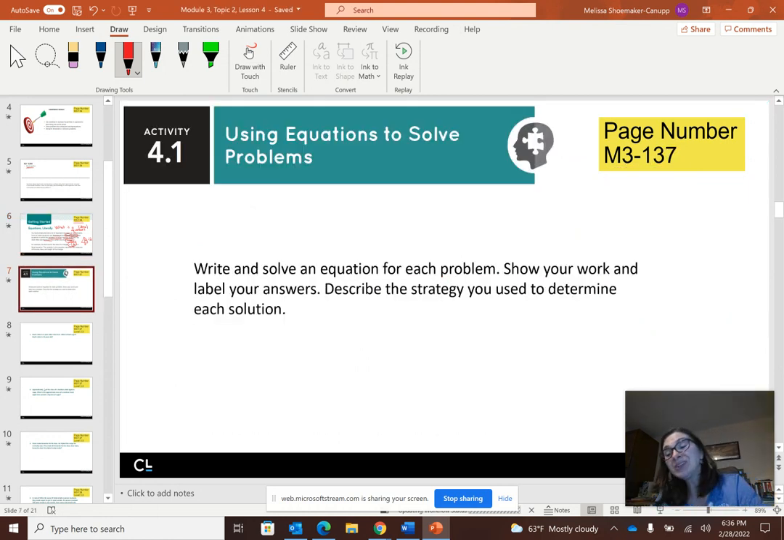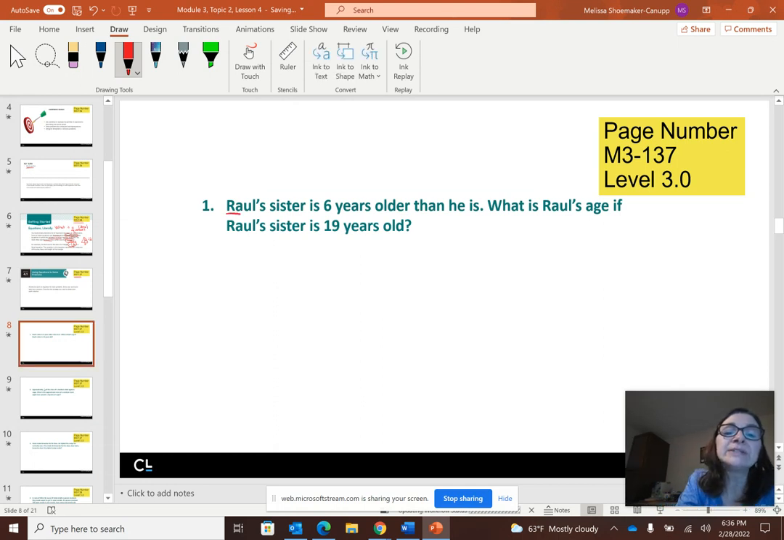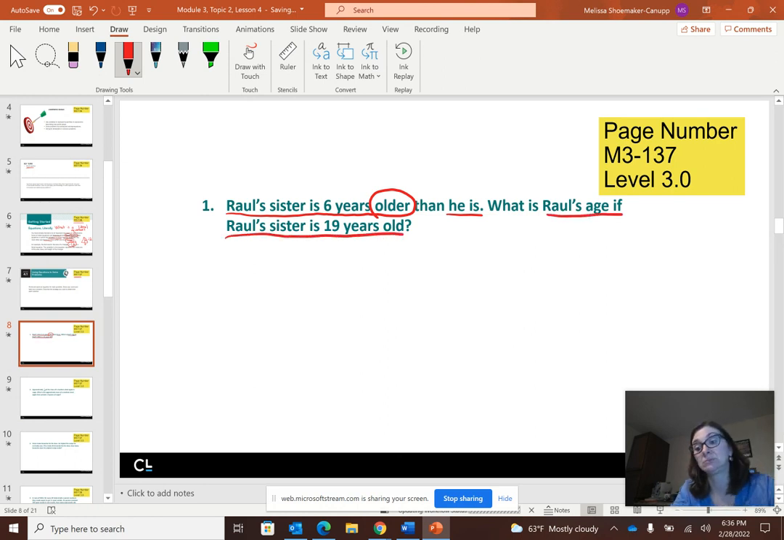Now, there's really nothing leading to this concept, so we just jump in with practice problems. We're on page M3 137. Raul's sister is 6 years older than he is. What is Raul's age if Raul's sister is 19? So we have to think about this. The first thing that I'm going to do, we call this defining the variable. When we get into independent and dependent variables in a little while, you're going to be glad that you hung on to this when I said define the variables.